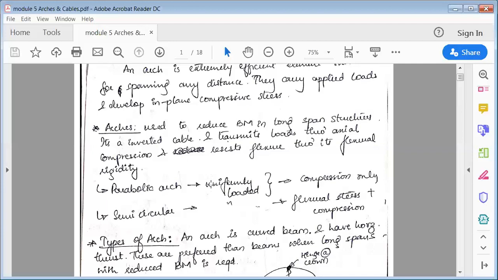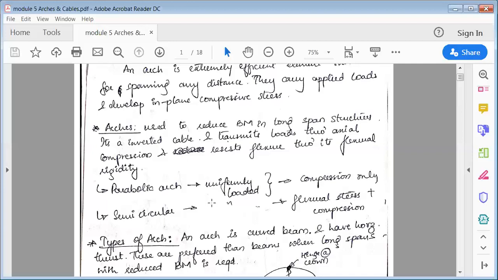In this arch, we are going to study what are the different types of arches, what are the different loads acting on the arch, and how to design an arch, and where would be the maximum bending moment and shear force. Obviously wherever the maximum bending moment is there, at that portion you have to provide more steel. So with this background, arches are curved beams used when you want to provide beams of longer spans with reduced bending moment.